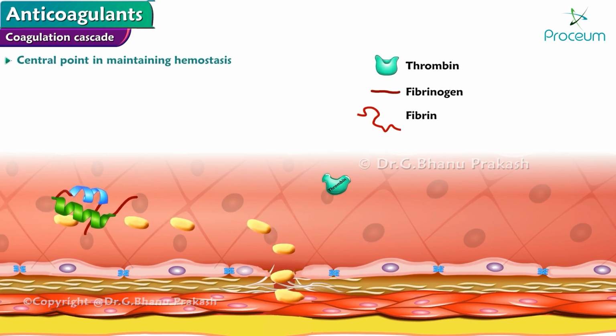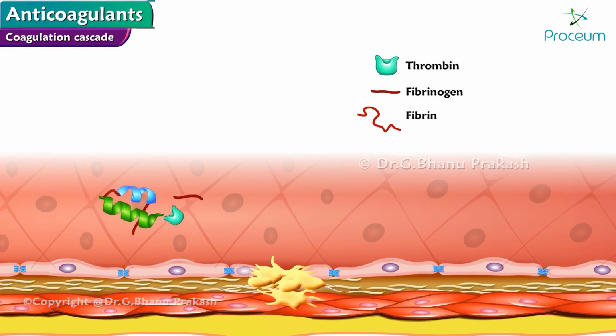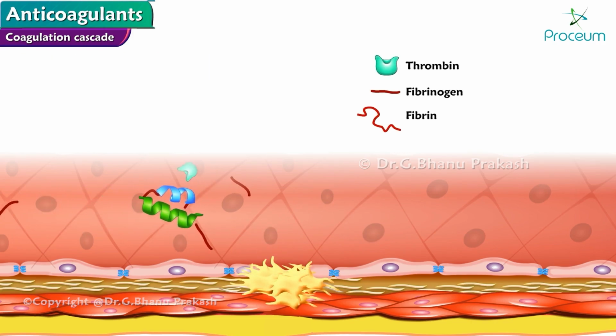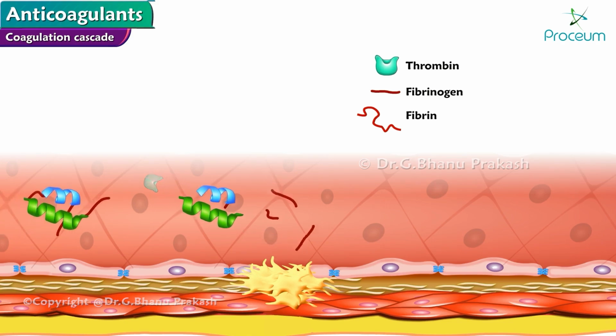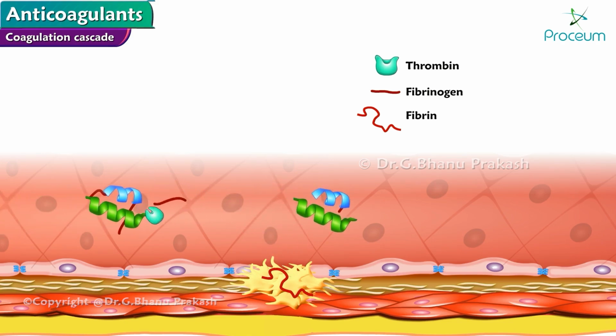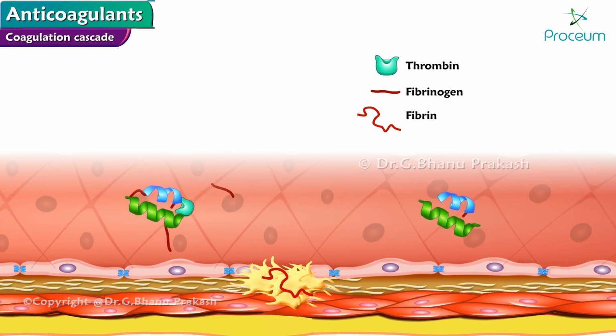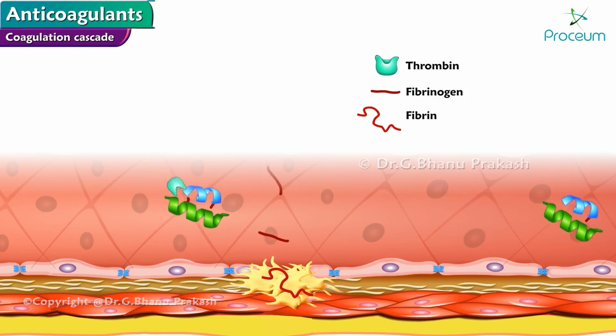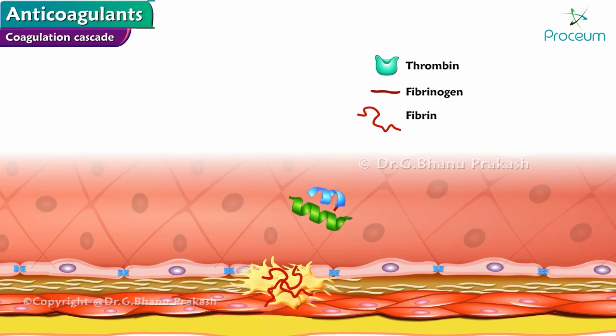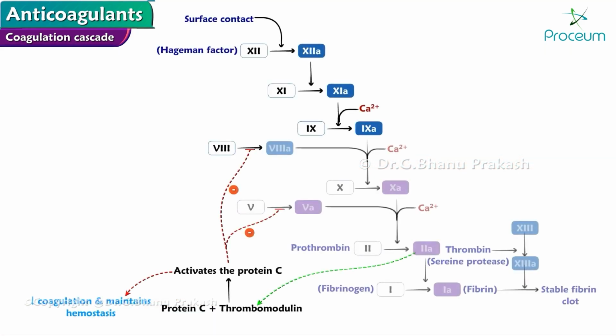Thrombin is the central point in maintaining hemostasis. It cleaves soluble fibrinogen and causes polymerization of fibrinogen into an insoluble fibrin clot. Thrombin also activates platelets and other clotting factors and enhances clot formation. It also activates the protein C pathway, which decreases coagulation, hence maintaining hemostasis.